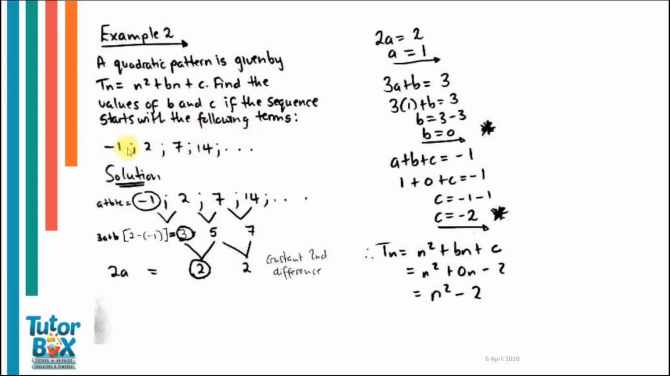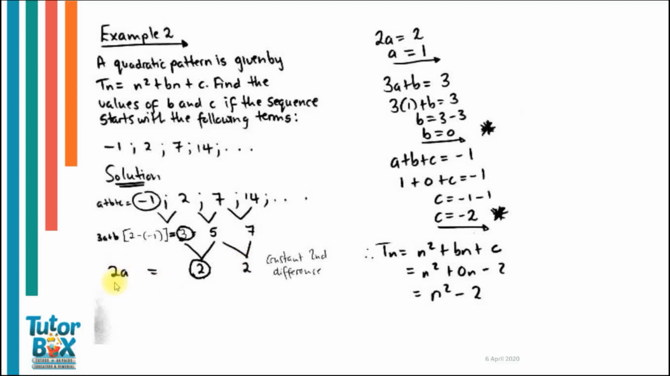So we have minus 1, 2, 7, and 14. Right, so we do the same thing. You check the differences between them. The difference between the first one and the second one is 3. This one, 7 minus 2 is 5. 14 minus 7 is 7. Okay, and then we check our second difference. We have 5 minus 3 is 2, 7 minus 5 is 2 as well.